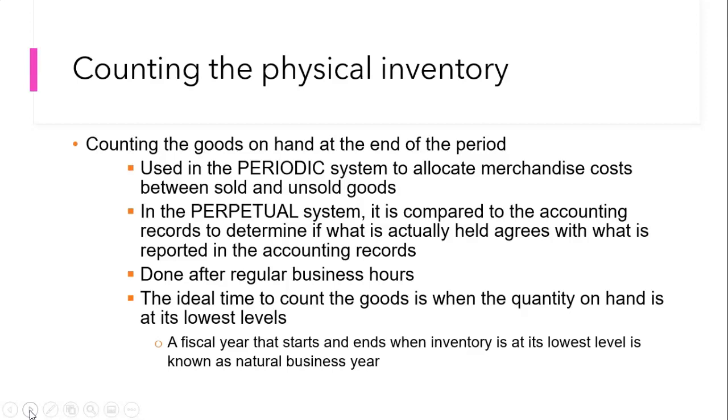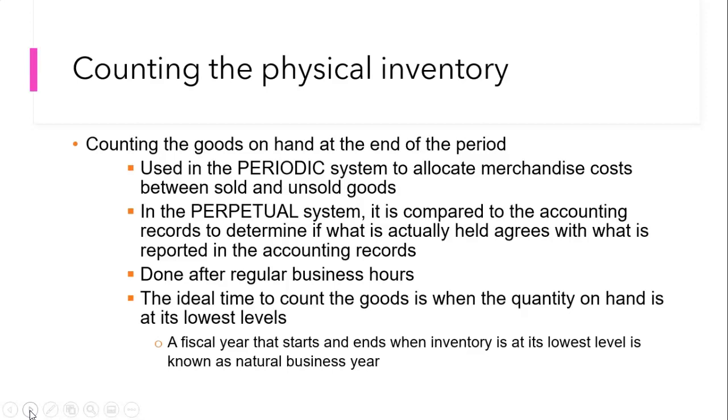The business has to pay for extra, temporary people to come in to help with this job, etc. The ideal time to count the goods then is when our inventory is at its lowest levels. So we have what's known as a fiscal year. This is our accounting fiscal year. It starts and ends when the inventory is at its lowest level, so that we can do this inventory count when we have the least amount of inventory.